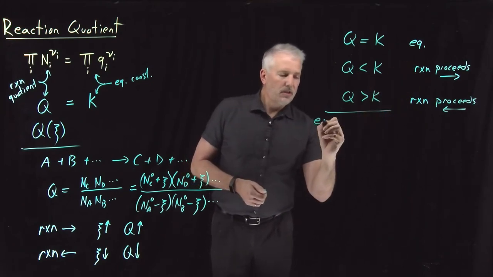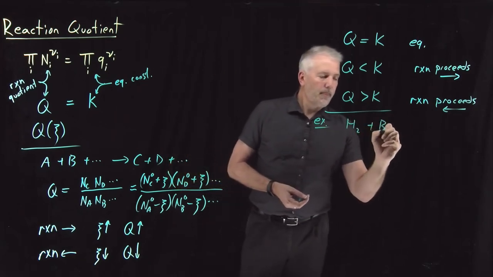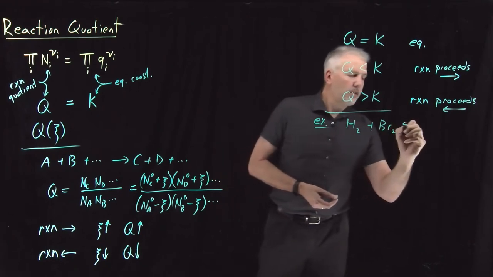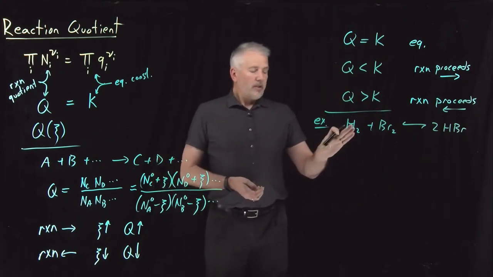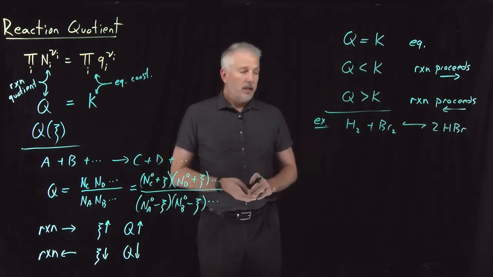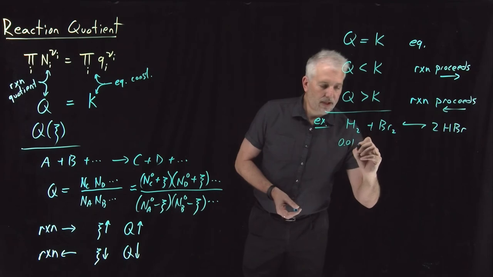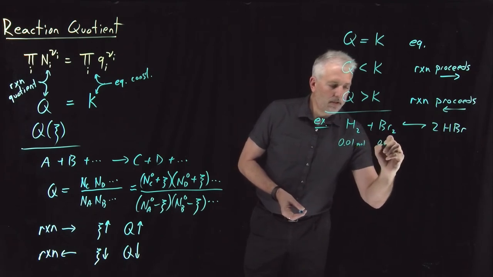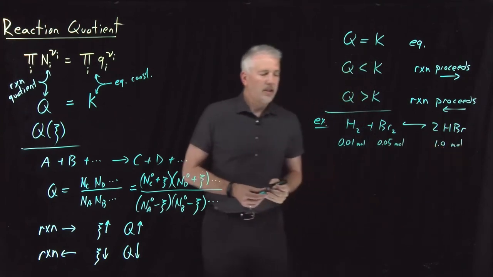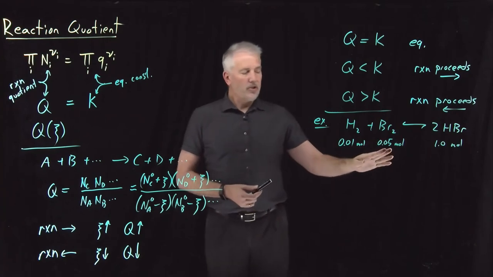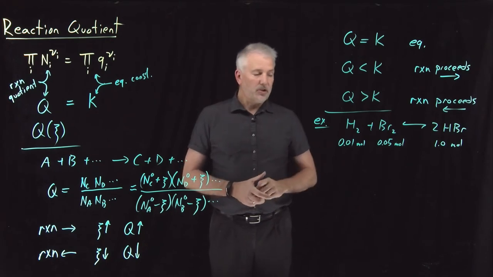So just to make sure that's clear, let's work a quick example with our favorite reaction. Hydrogen gas and bromine gas forming HBr gas. Let's suppose, again, we're not at equilibrium. We are not interested in exactly where the equilibrium lies, but let's say we just pick some amounts of these molecules to throw into a container, a tiny amount of H2, a slightly larger amount of Br2, and a full mole of HBr into a container. Those are our initial amounts.